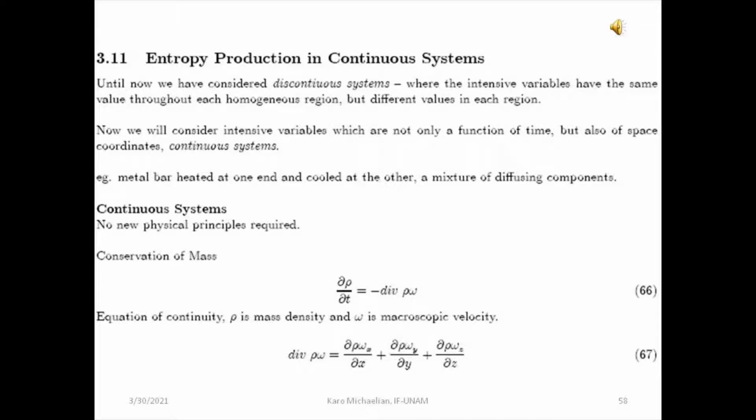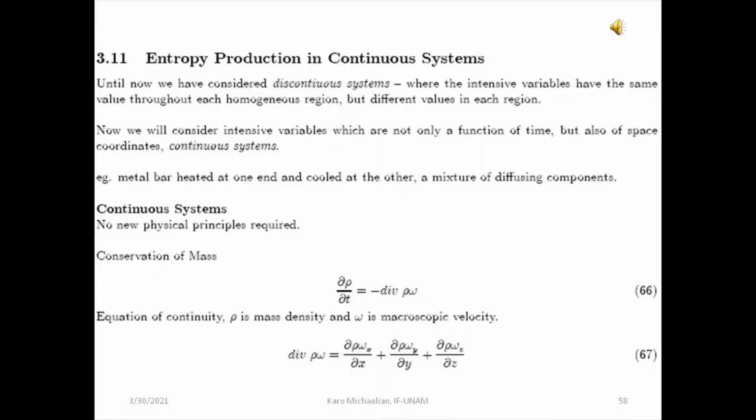Until now, we have considered only discontinuous systems, that is, systems with two regions, 1 and 2, within which we have had a transfer of matter, energy, or charge between the two systems, but they were discrete systems. Now we're going to look at continuous systems, systems which don't have discrete boundaries but have continuous variation from one side to another.